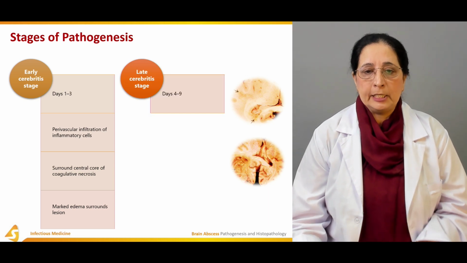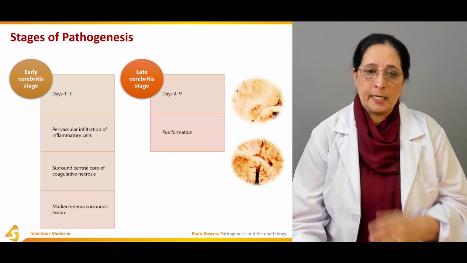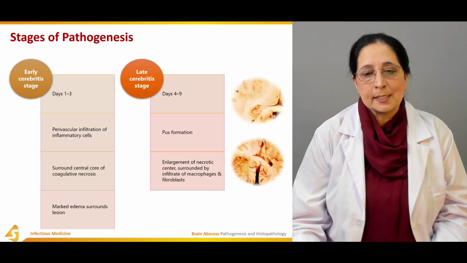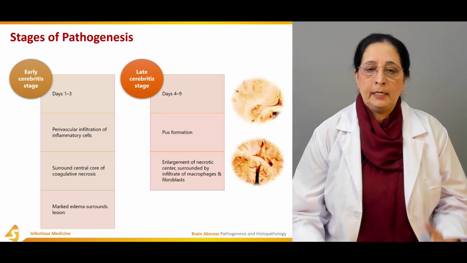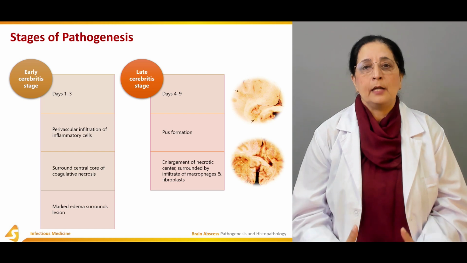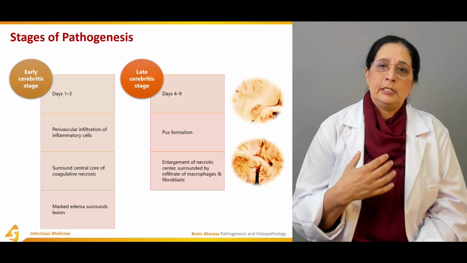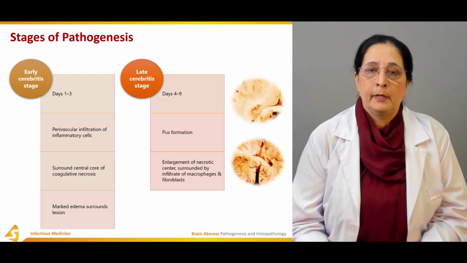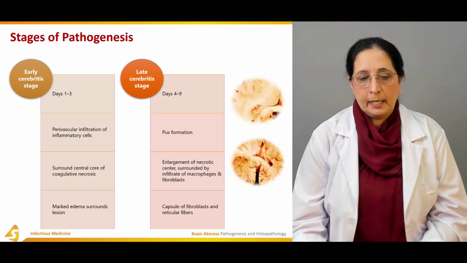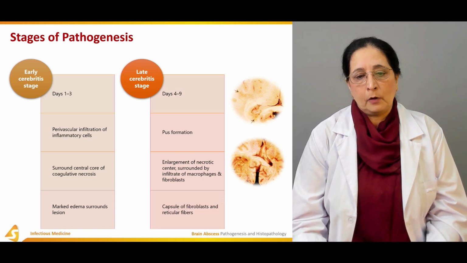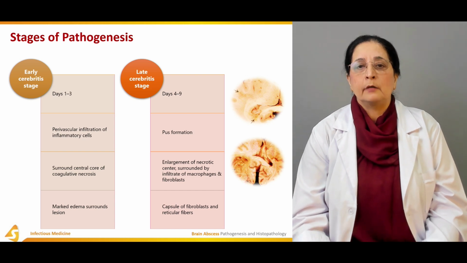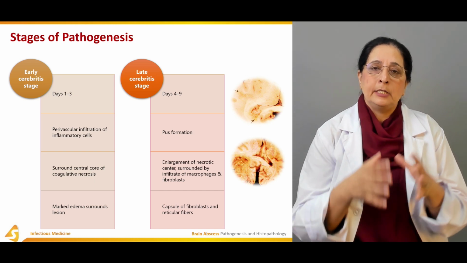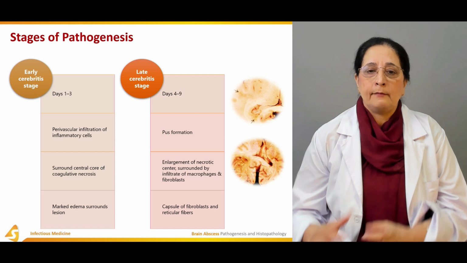Then in the late cerebritis stage, from day 4 to 9, there is formation of pus and enlargement of the necrotic center, surrounded by inflammatory cells, macrophages, and fibroblasts. These are the stages in which the pathogenesis of brain abscess progresses. And then finally, a capsule is formed of fibroblasts and reticular fibers. So day 1 to 3 is the early stage, and day 4 to 9 is the late stage.